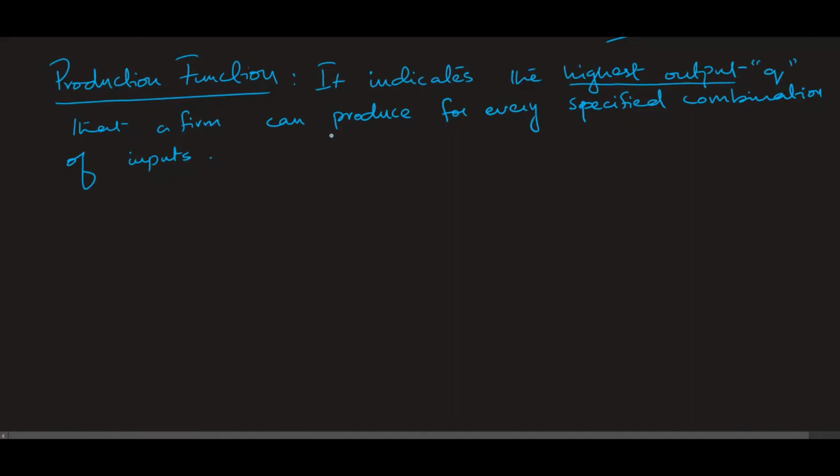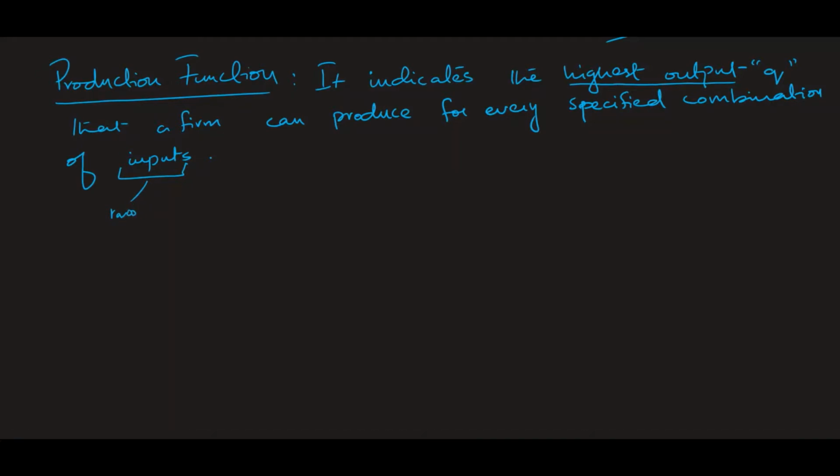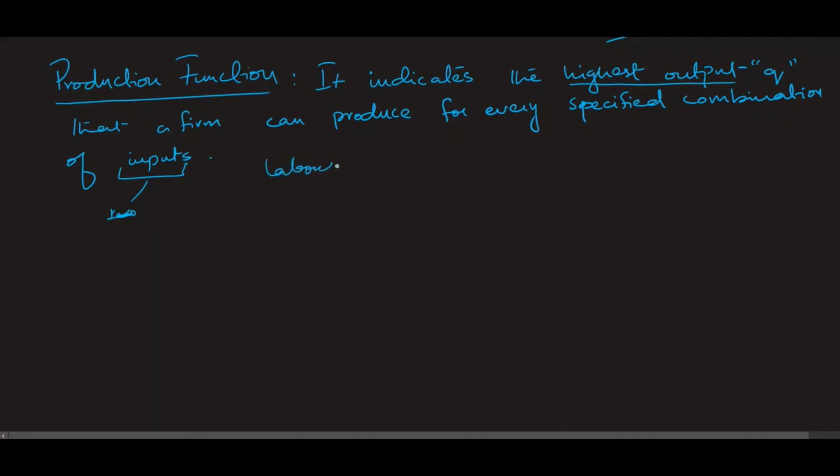Here again, for simplicity, there are tons of inputs which are utilized in a production process. There may be some raw materials, and there is a ton of possibilities which can come under input. But for simplicity, we are going to discuss just two types of inputs. The first type of input is labor.